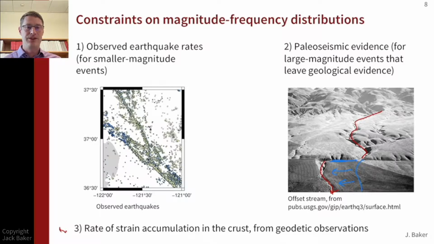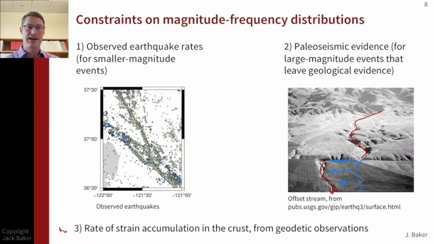And if we add up all the different earthquakes of different sizes in a magnitude frequency distribution, we can do an equating of those strain rates and get an overall rate of earthquake activity. And so we can do that even in the absence of observing the earthquakes themselves. And so that's another strategy. Ideally, we'd like to put all this evidence together and come up with a coherent picture of these magnitude frequency distributions. This is not a trivial activity, but this is the general process that we go through to try to build those magnitude frequency distributions.